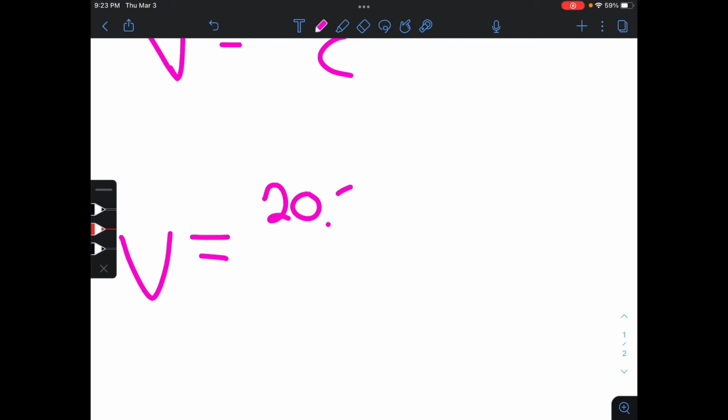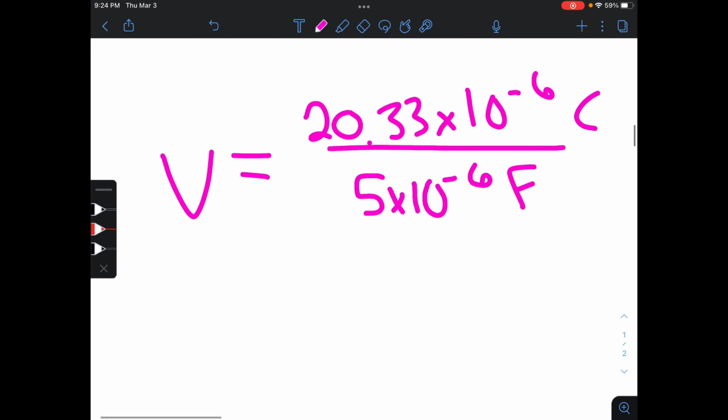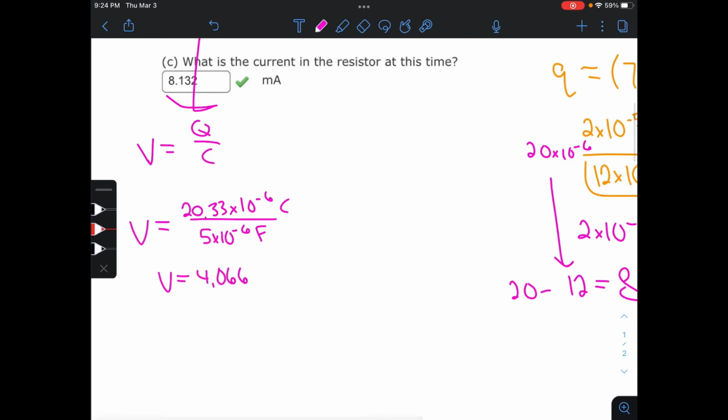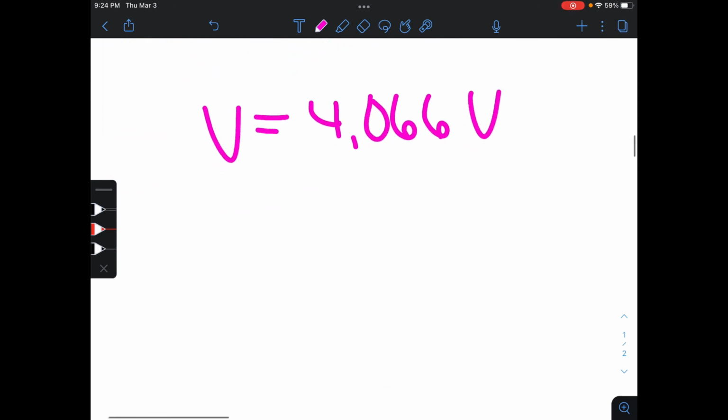Then here's my decimal approximation that my calculator showed me. 10 to the negative 6, that would be coulombs again, divided by our total capacitance, which is 5 times 10 to the negative 6 farads. So this voltage is actually 4.066. So it's not all the 14 volts from our system, because the capacitors can't really take all that voltage. Once they equal out, that's as much as they're going to get. So then we use that to find our current using this resistance.